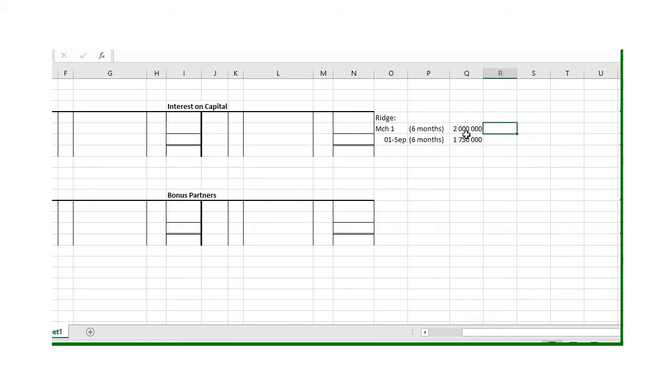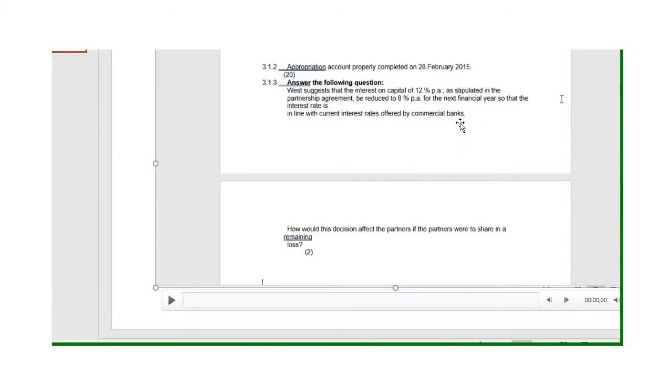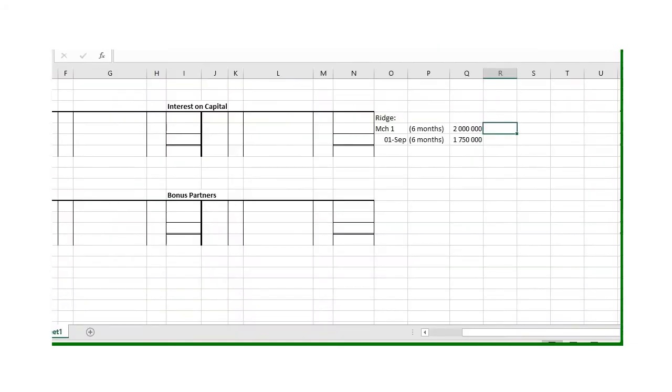Good, so now we must just do the calculation for the interest. He had 2 million for 6 months, and the information tells me they earn 12% per year interest. So it gets 2 million times 12%, 12 over 100, but not for a whole year. He had that 2 million only for 6 months. So I must still multiply it by 6 over 12.